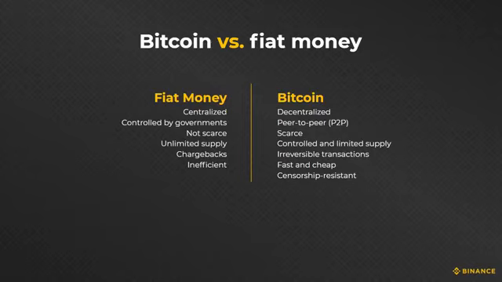So look at fiat money now, which is the normal money you hold in your hands, maybe in your pocket. It's centralized, controlled by governments. It's not scarce. Everywhere you see fiat money, it has unlimited supply. So government can decide to print 100 million of naira or dollar notes.